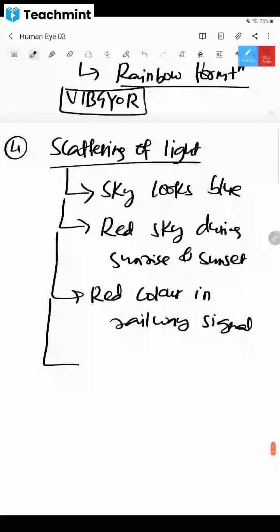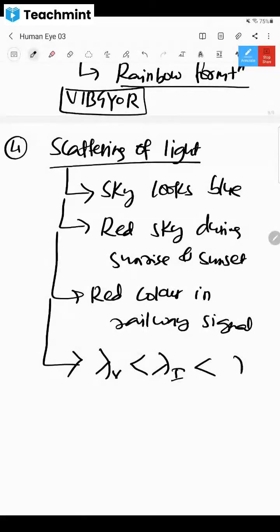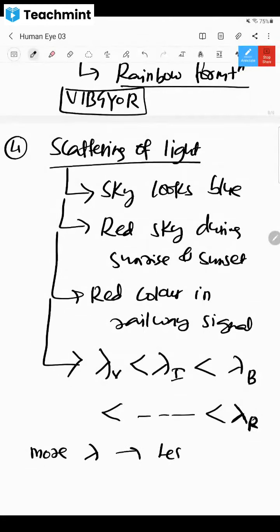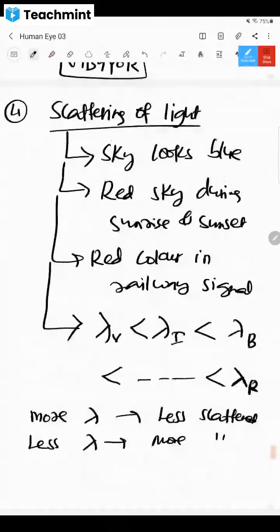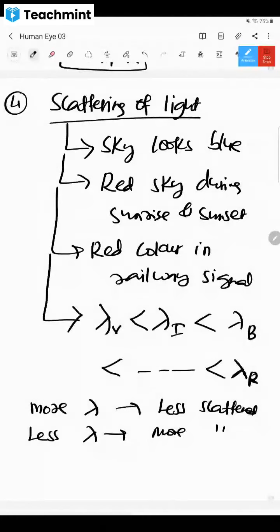Then which is scattered more? The wavelength of violet is the lowest, then the wavelength of indigo, and so on. Do you know about wavelength? Lambda, I gave you that symbol, no? Yes, sir. The wavelength of red is highest. More wavelength means less scattered, no? And less wavelength means more scattered. So we have discussed all these phenomena, right? Beautifully all those concepts are explained in detail.